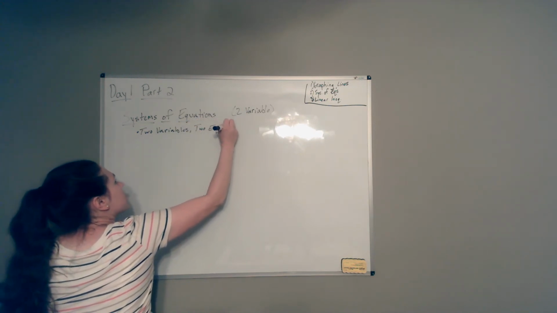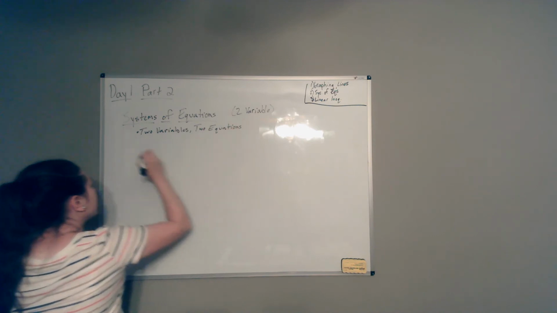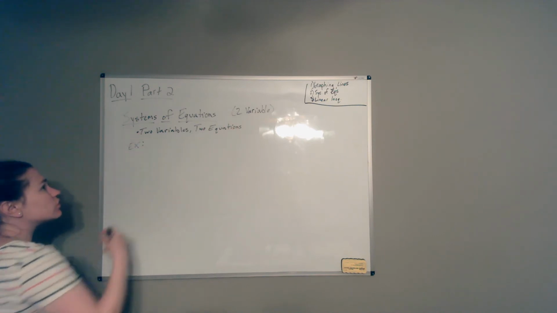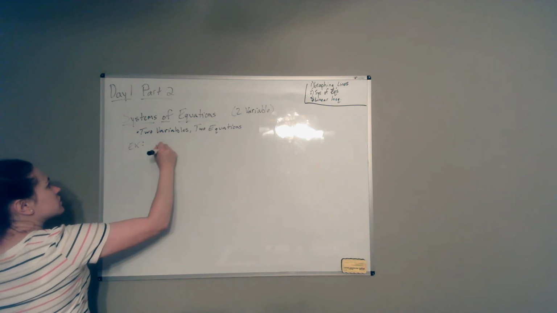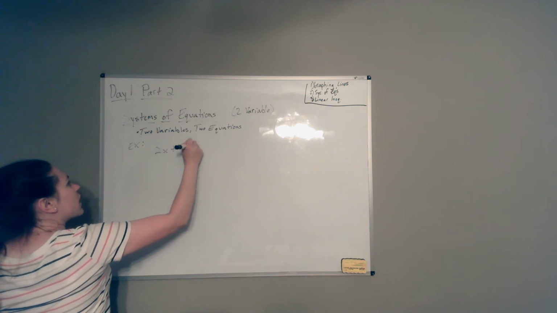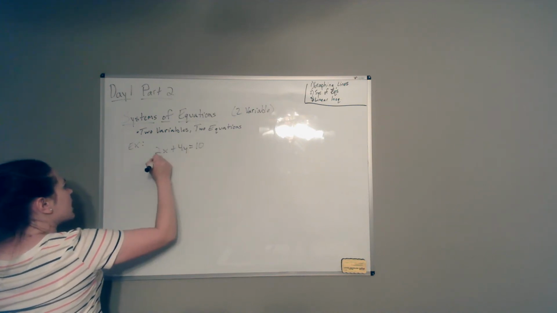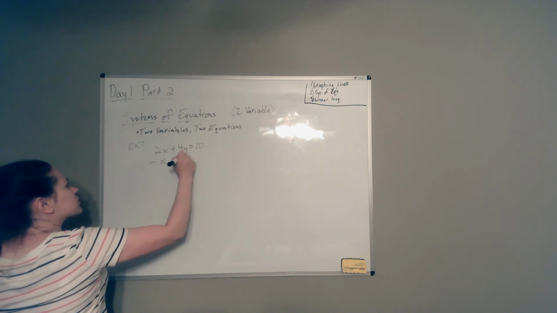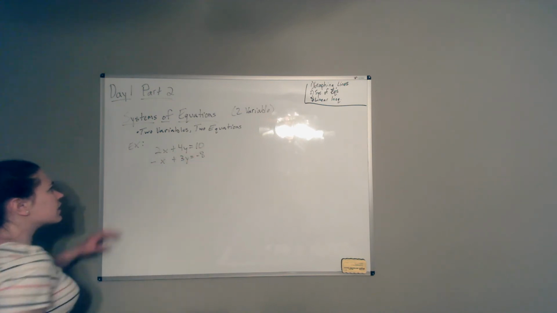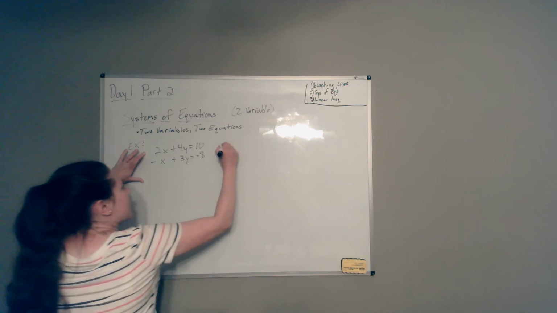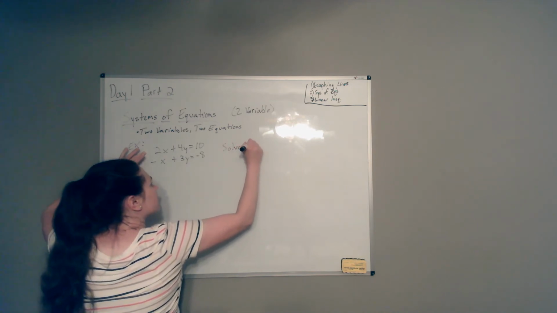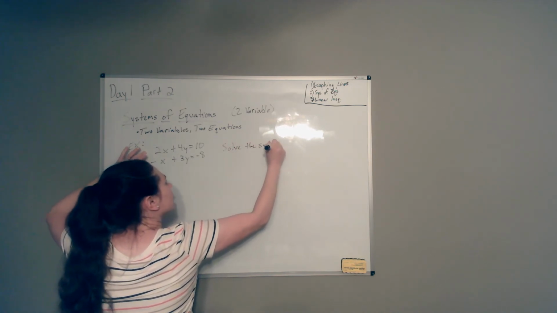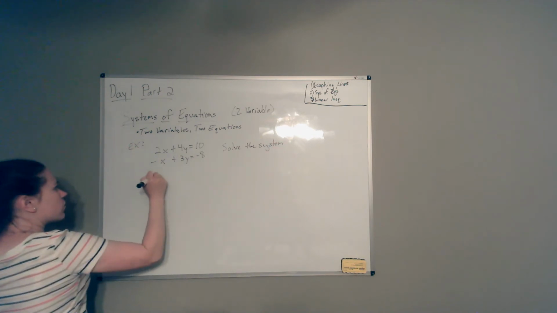And so here's an example of a system of 2 variable linear equations. Something like 2x plus 4y equals 10, and negative x plus 3y equals negative 8. And so what you've been told to do in the past is solve the system. And so what you're looking for is the ordered pair.